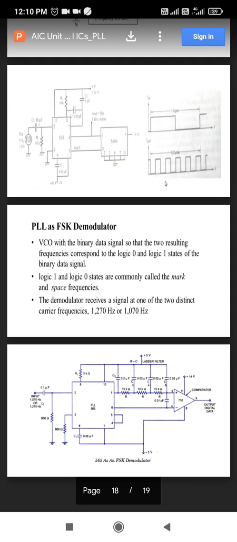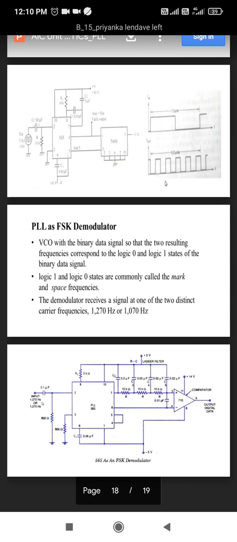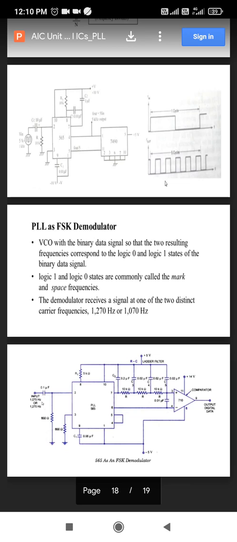So binary data signal is nothing but your message signal, so that it is having two resulting frequencies corresponding to logic 0 and logic 1 state of the binary data signal. According to logic 1 and logic 0, the frequency of the carrier signal will get changed. If it is increasing, then it is called mark frequency.